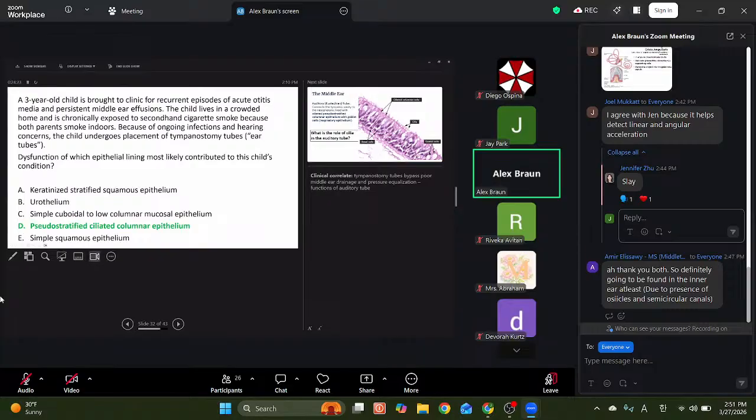Because of ongoing infections and hearing concerns, the child undergoes placement of tympanostomy tubes, ear tubes. So dysfunction of which epithelial lining most likely contributed to this child's condition? Well, the pseudostratified ciliated columnar epithelium of the auditory tube. That's what was affected here.